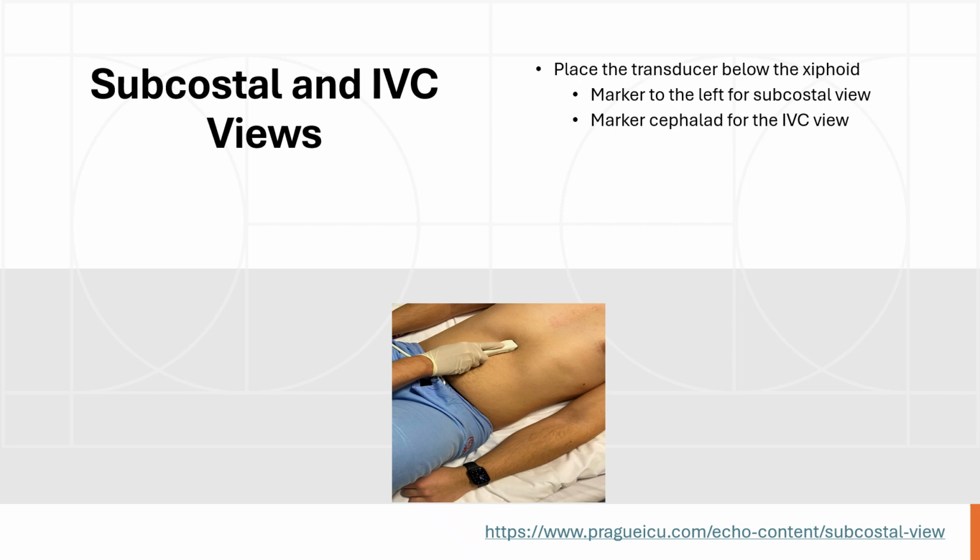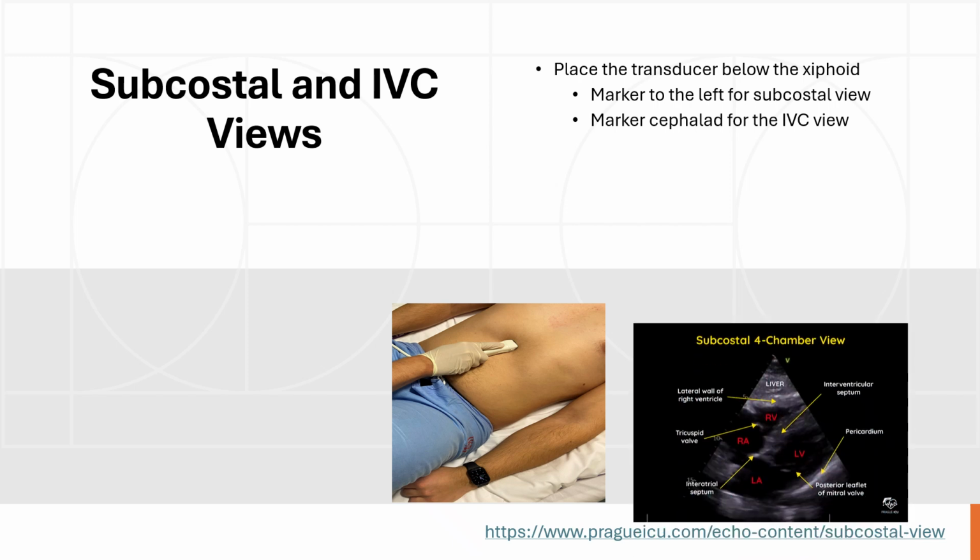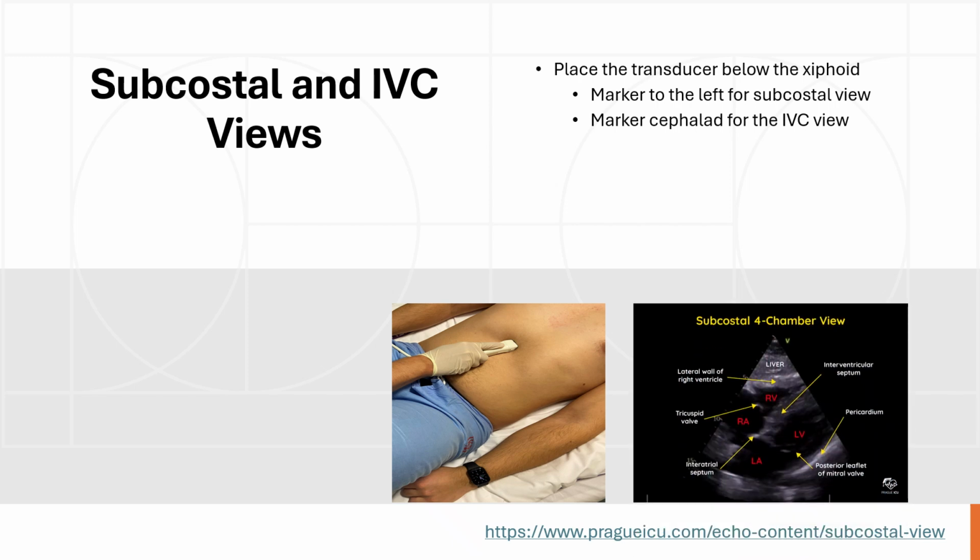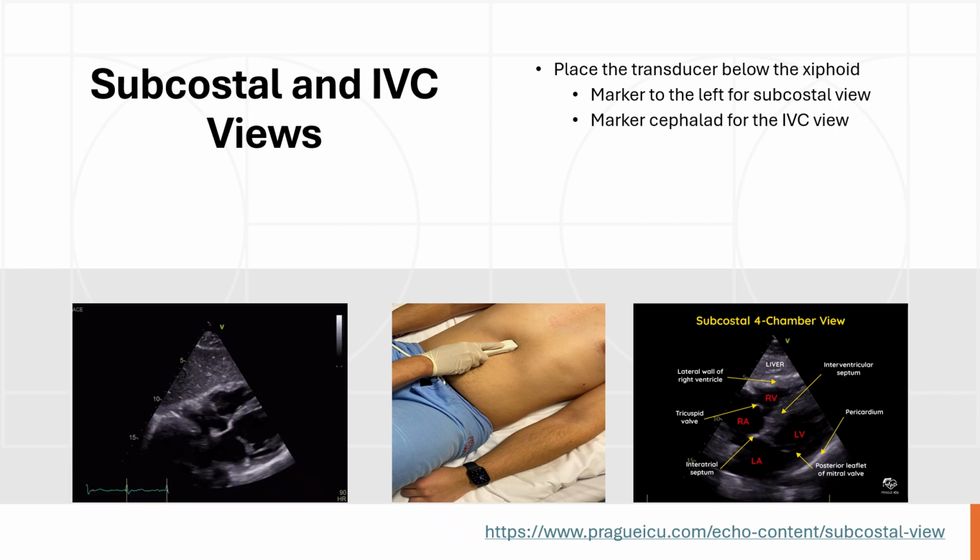Next, we talk about the subcostal and inferior vena cava or IVC views. You place the transducer below the xiphoid process, orient the marker to the patient's left for subcostal view, and orient the probe marker cephalad or up for the IVC view. On this picture to the right, you see a typical anatomy of a subcostal view.